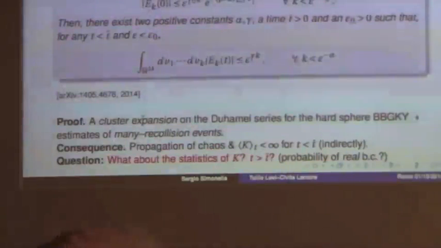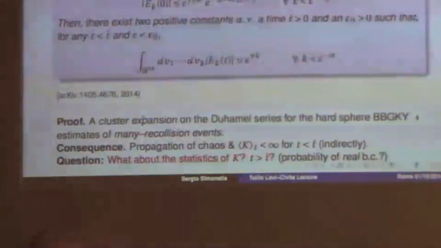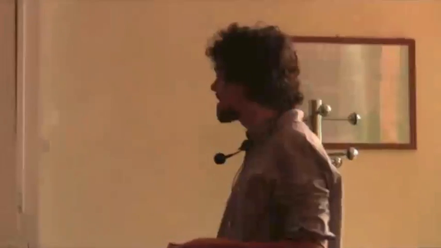Okay, and the propagation of chaos is a simple corollary of that, and also we have the indirect suggestion that the average size of the backward cluster remains finite, from what I said on the previous slide, at least for times smaller than this t bar appearing in the theorem. So a natural question now is, what about the statistics of k? Do we have a direct way to control the statistics of the size of the backward cluster, and can we say something for these statistics, at least for t larger than t bar?